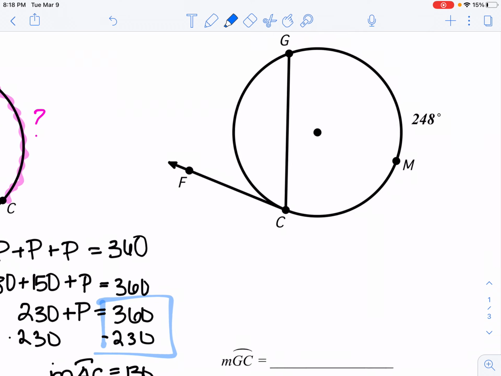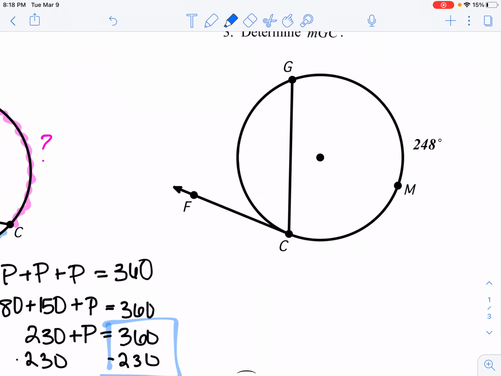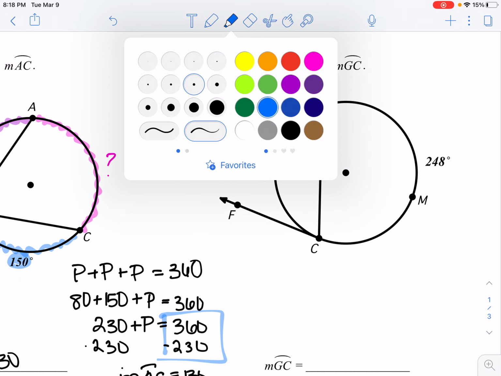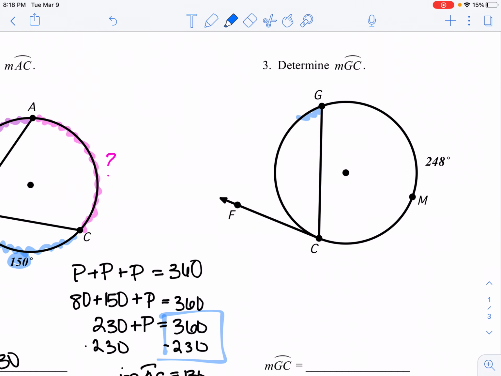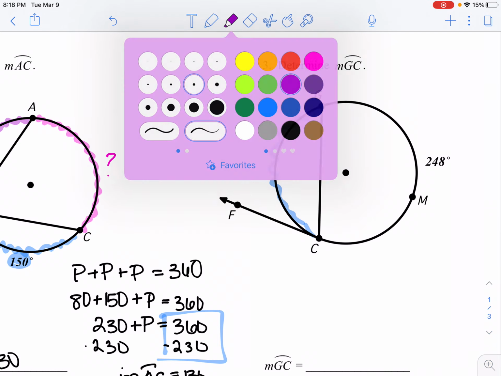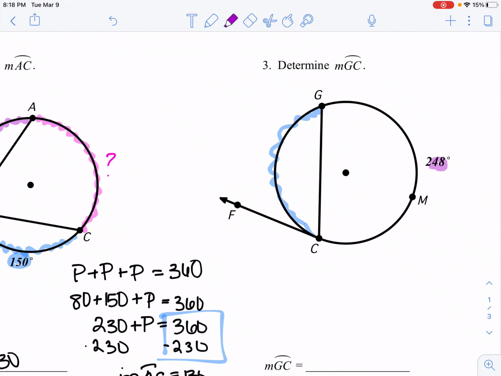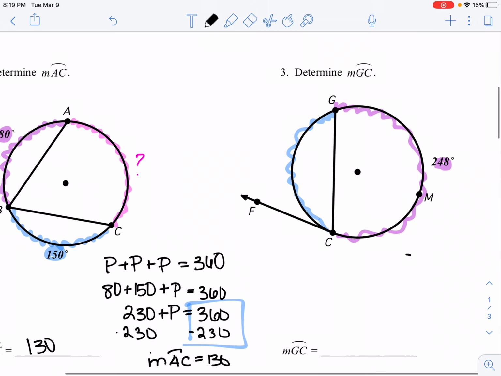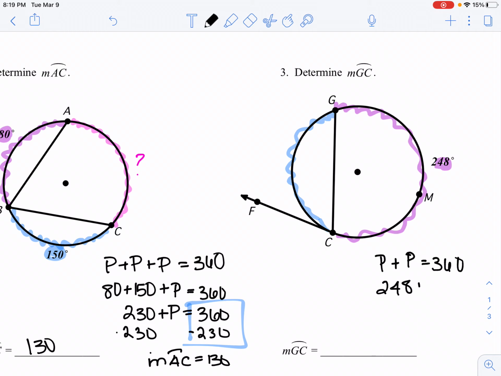All right, when we go to example 3 now, I need to determine the measure of arc GC. So we'll just use this color. We'll say this is GC. And then we're given 248. That's the measure of arc GMC. So now I have 2 parts this time. I don't have 3, I have 2. And what do those parts equal? Well, they equal a full circle again. They equal 360. I know 1 out of the 2 parts, but I'm missing the other one.